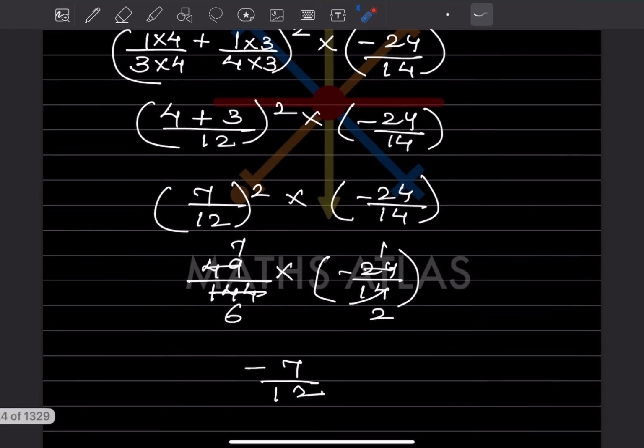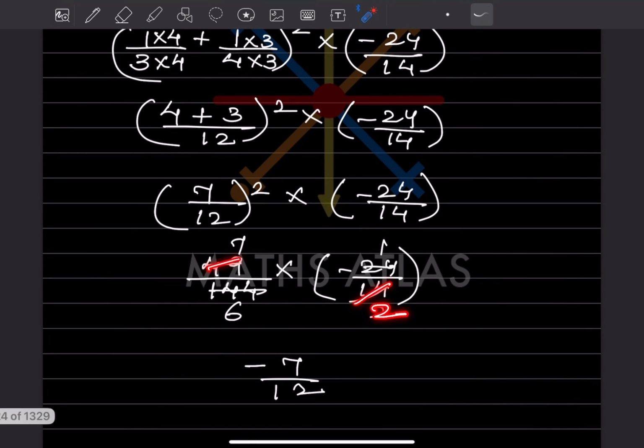So now what will you do here? 7 twos are 14 and 7 sevens are 49, then 24 ones are 24 and 24 sixes are 144. So now there is a negative 7 over here, so it is going to be minus 7 by 12.